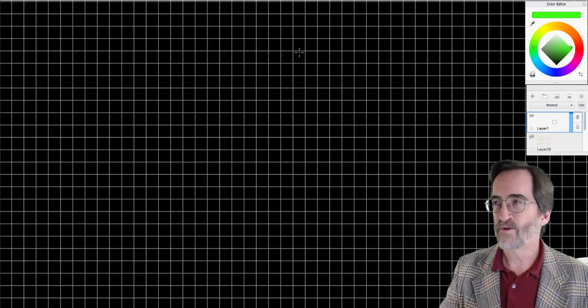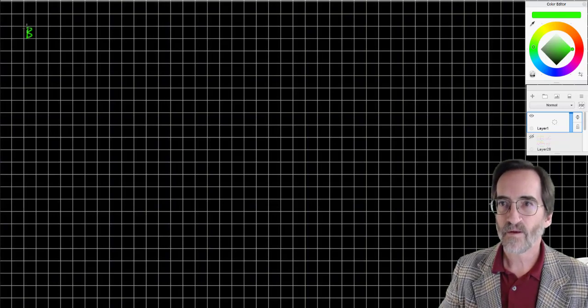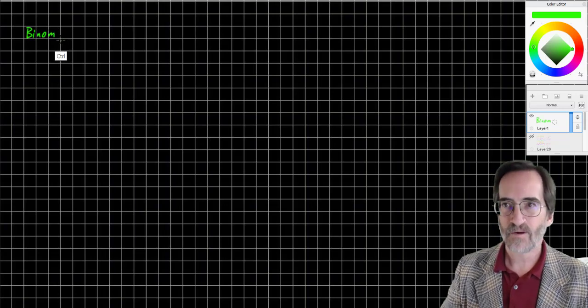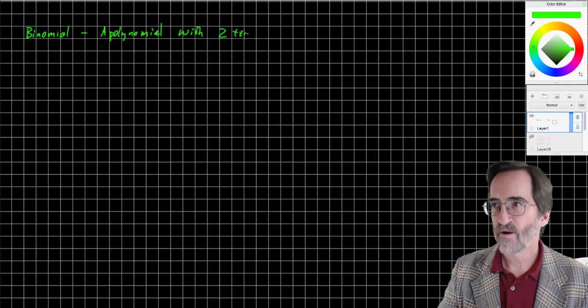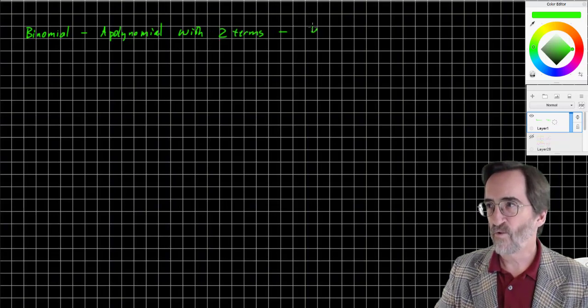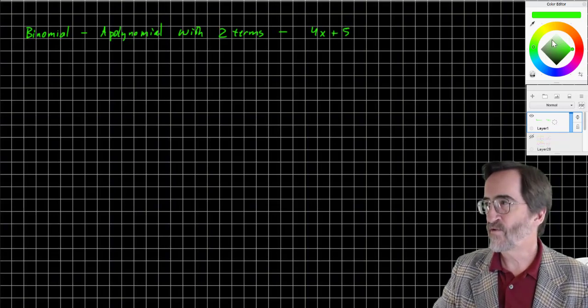Let's go ahead and look at them here. I'm just going to do them in the order they are in. Binomial. Bi meaning two. Nomial, name, or nomos, name. Binomial, two names. Basically, it is a polynomial with two terms. For example, x plus 5 is a binomial.